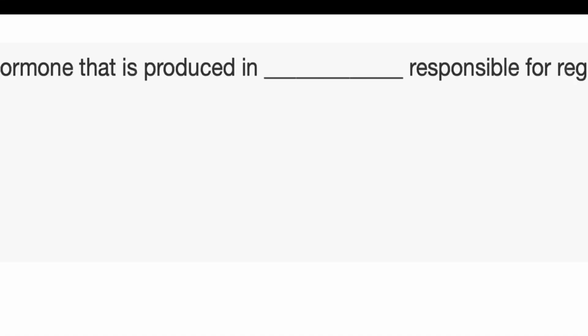Okay, I think it's enough time for this question. Glucagon is a hormone that is produced in dash, responsible for regulating blood glucose levels. And the correct answer to this question is option B, pancreas. Glucagon is produced in the pancreas and is a hormone that is responsible for regulating the blood glucose levels in our body.